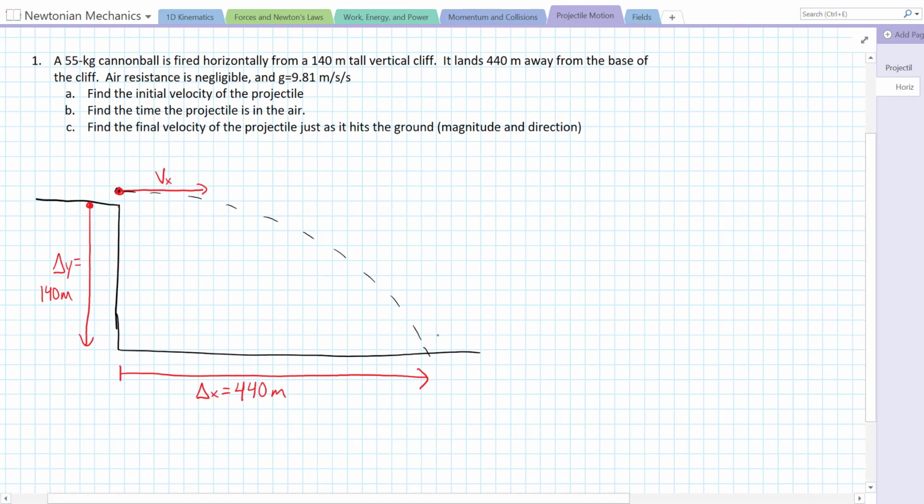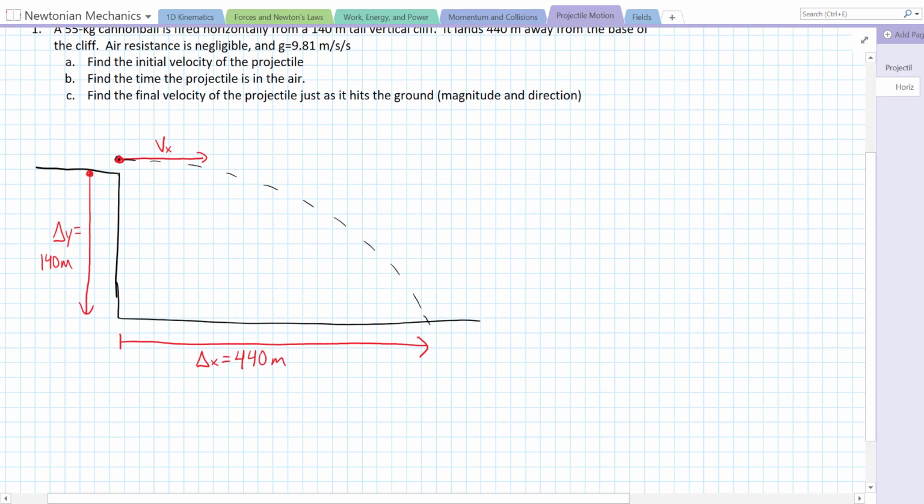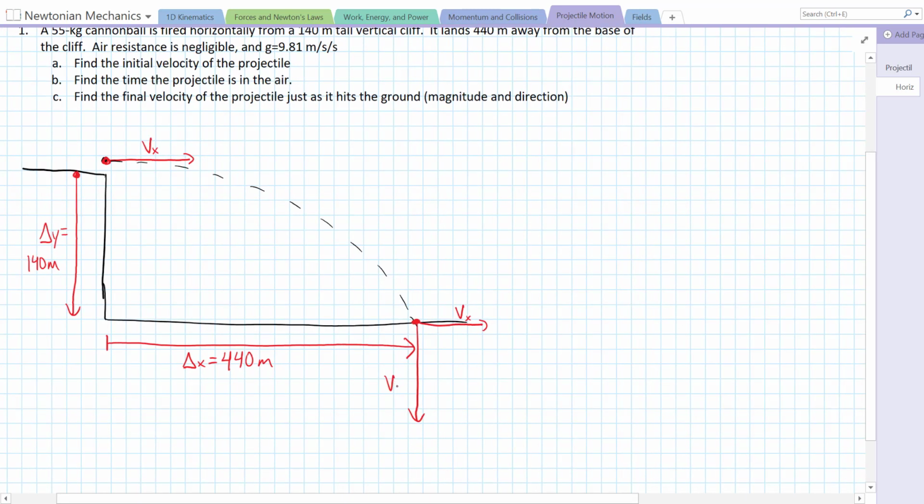We also know that it is going to hit the ground with some final velocity. I'm going to keep everything broken into components, so our x velocity is still going to be Vx. Our y velocity is going to be some downward accelerated velocity, Vy final.